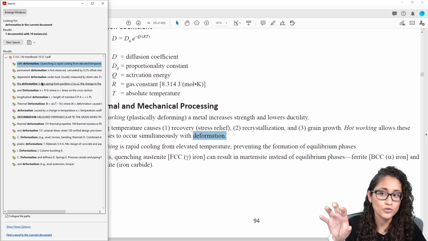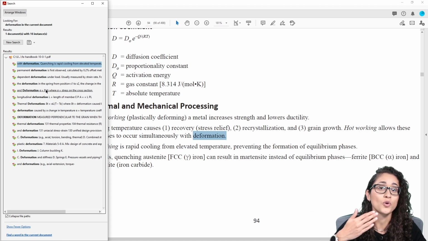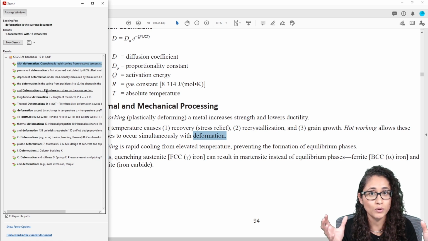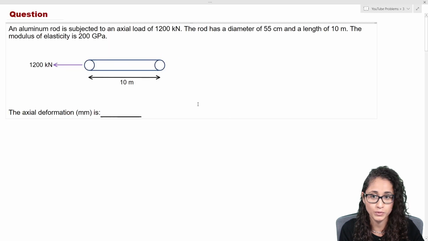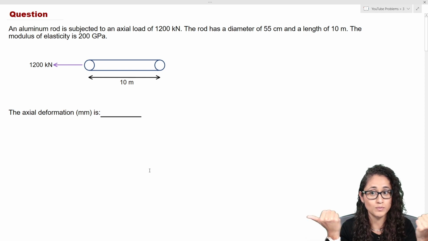So note guys, the first couple results are more based on material science than mechanics of materials. We're trying to find an equation that will help us solve for deformation. Now, note guys that the rod that was given to us is in tension, right? So if we actually go back to the problem here, this rod is subjected to an axial load and it's tension that is being applied.